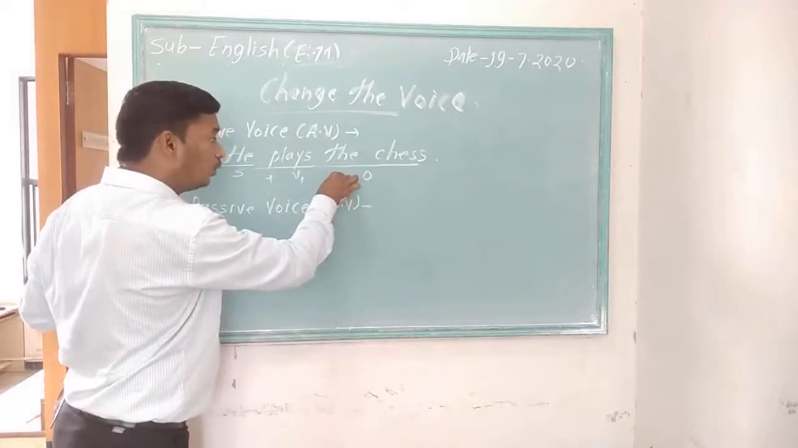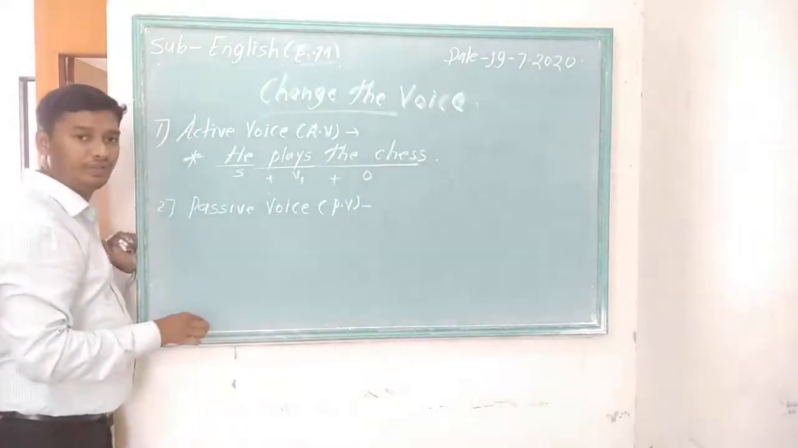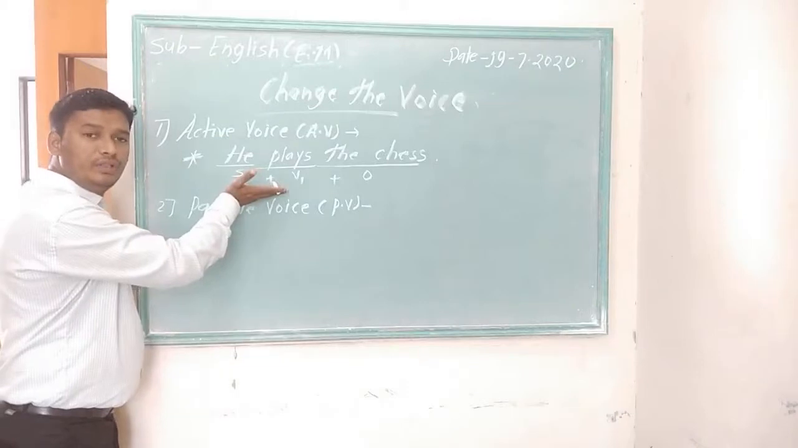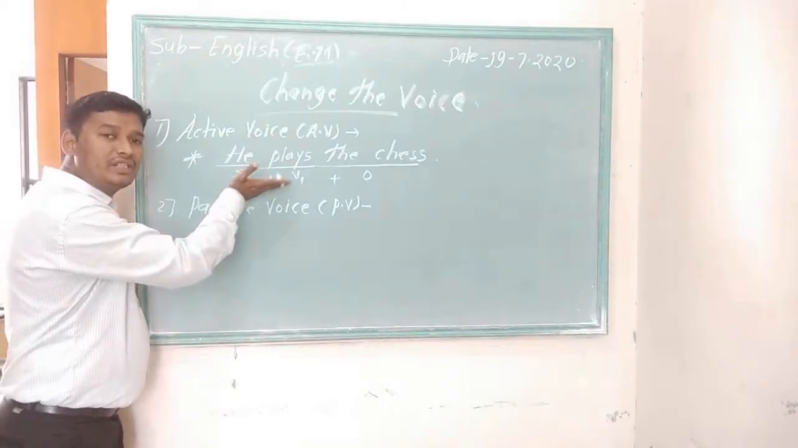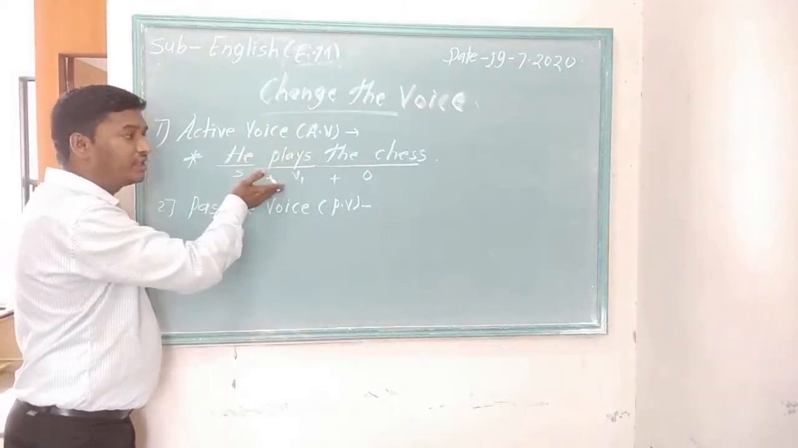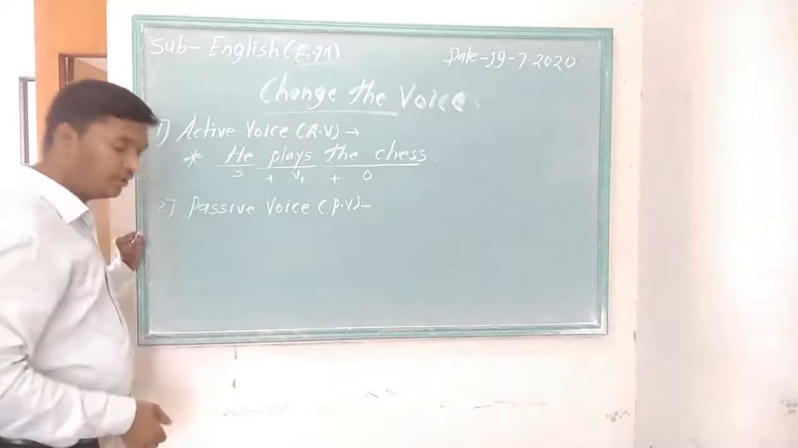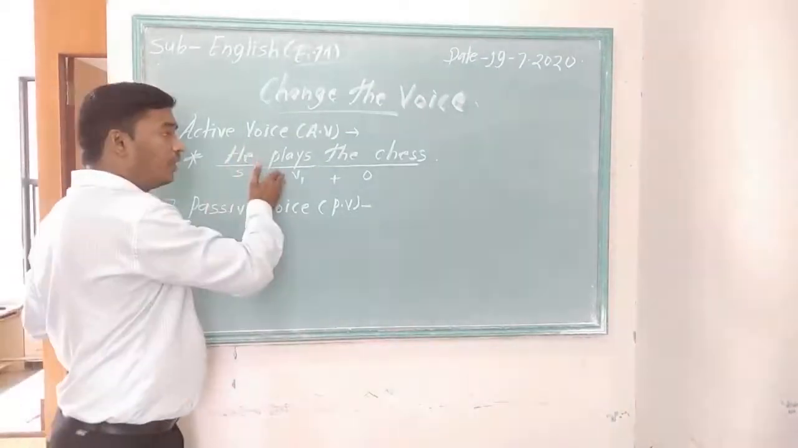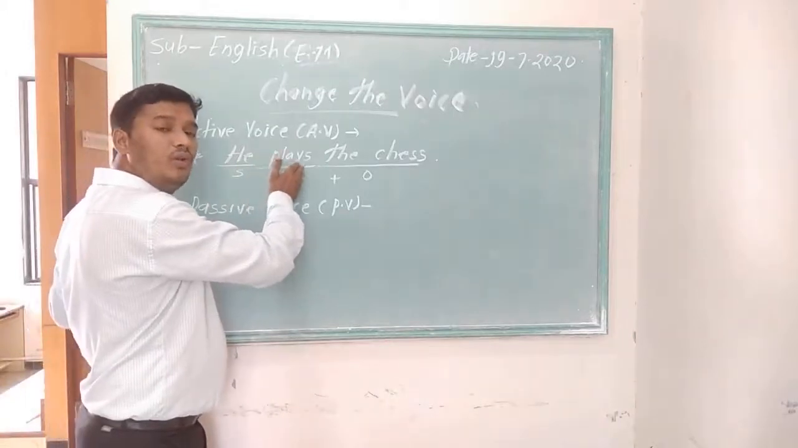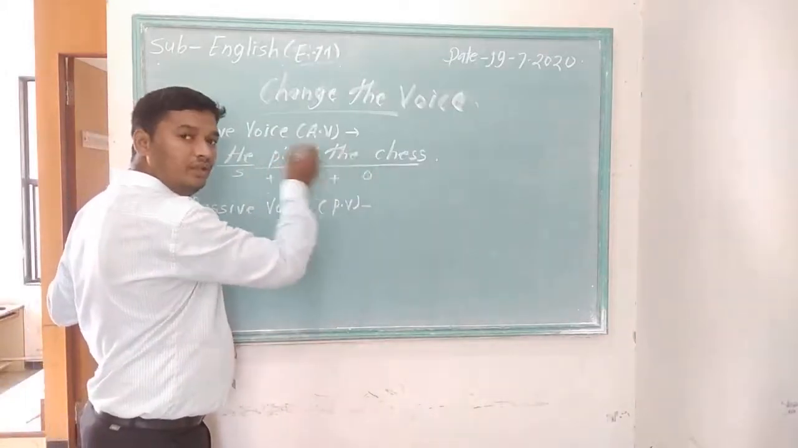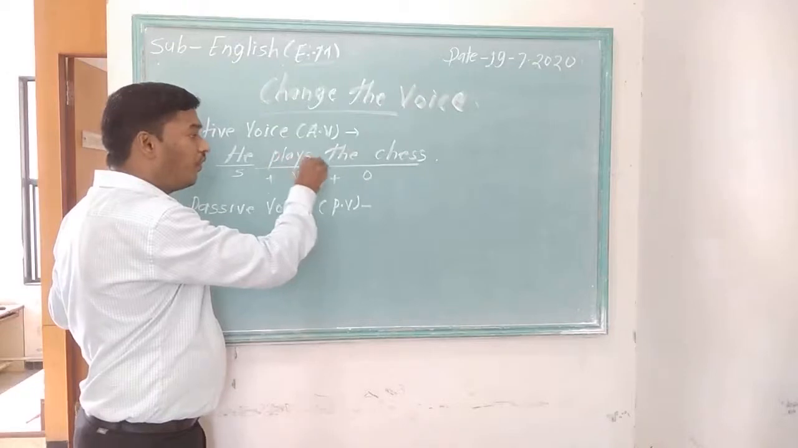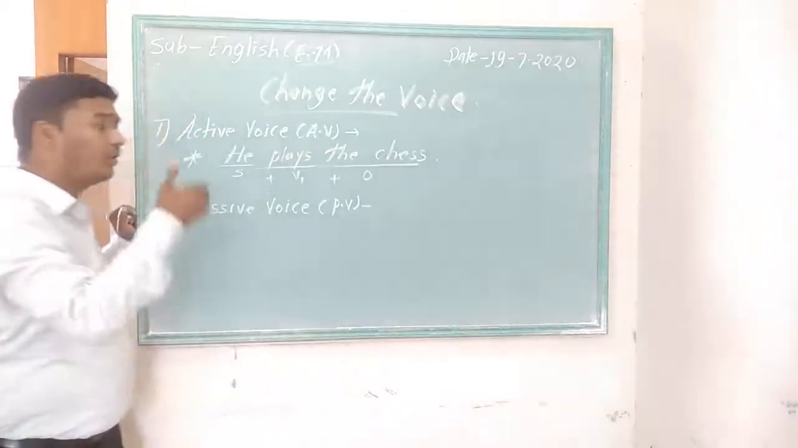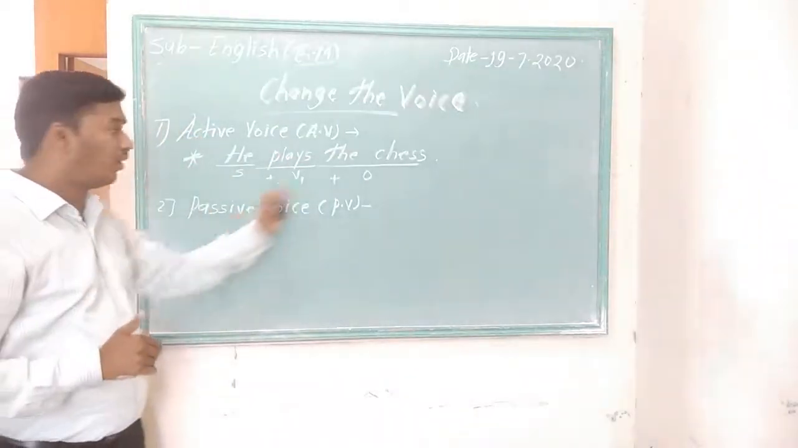Okay. Now how to convert this AV into PV? We recognize the tense, it is simple present tense. Then find out the object in the given sentence. Verb is always followed by the object. After the verb, we always take the object. Okay.